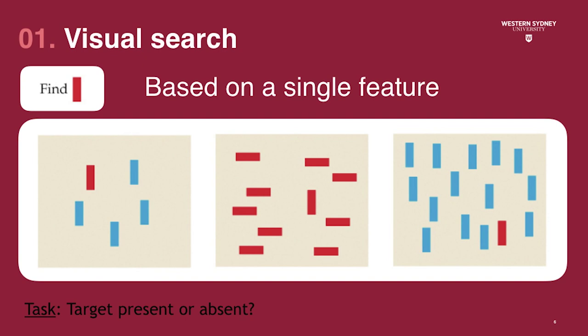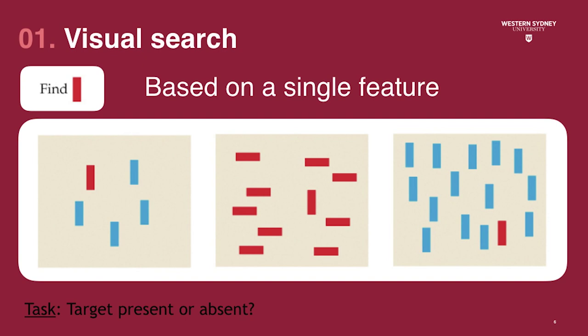In these examples, the object that the subject's asked to find is a red vertical line. In each of these situations shown here, the target is able to be distinguished from its surrounding distractor elements based on a single feature. On the left and on the right, the target is the only red object. In the middle, the target is the only vertical object. In each case, the target is trivially easy to find.